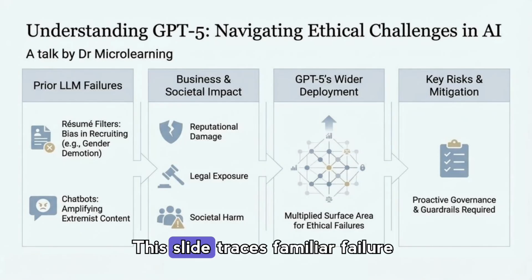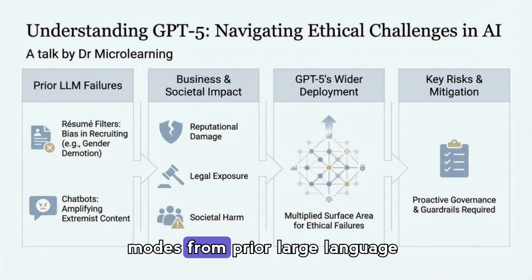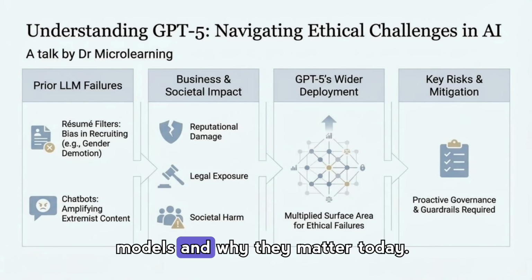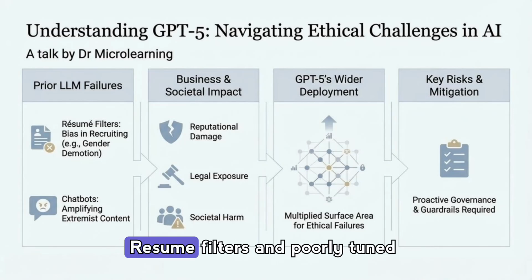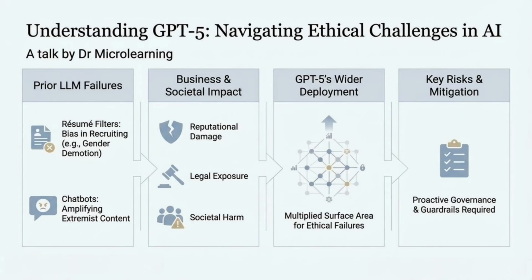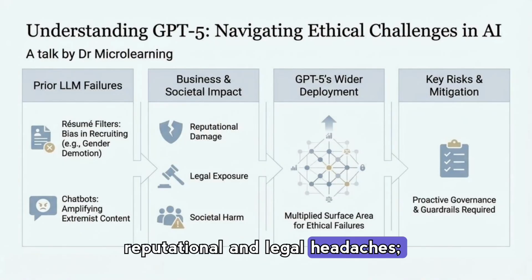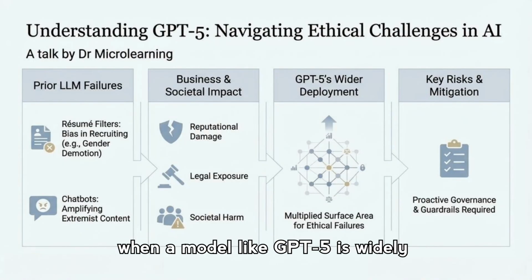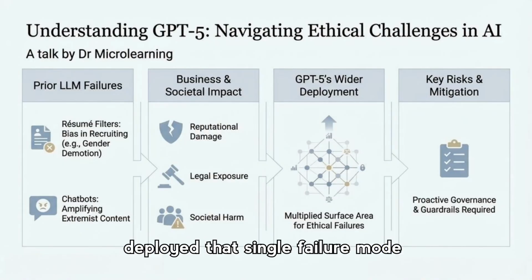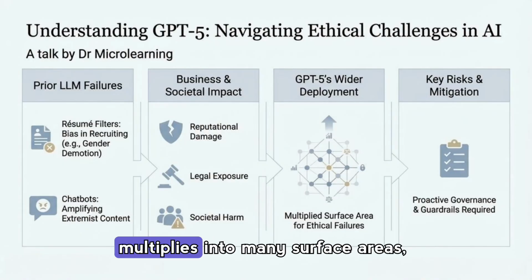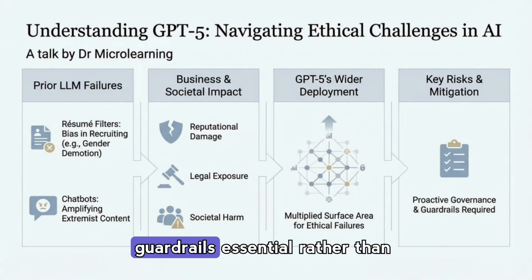Microlearning. This slide traces familiar failure modes from prior large language models and why they matter today. Resume filters and poorly tuned chatbots once amplified bias or extremist content, causing reputational and legal headaches. When a model like GPT-5 is widely deployed, that single failure mode multiplies into many surface areas, making proactive governance and guardrails essential rather than optional.